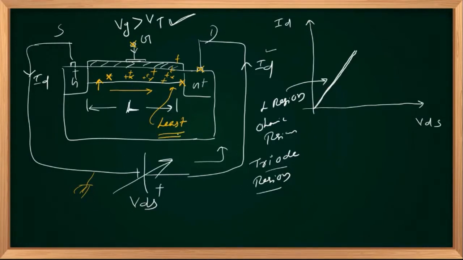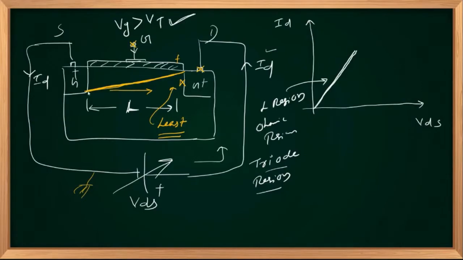Right? Because the channel potential is maximum at the drain end. So the difference between the gate and channel voltage is least at the drain end. Of course, the same channel will not exist at the drain end, because as we move towards the drain, the potential difference is less, so the number of charge carriers generated also should be less. So the channel will have a shape like this.